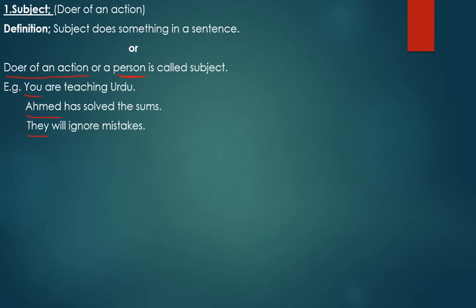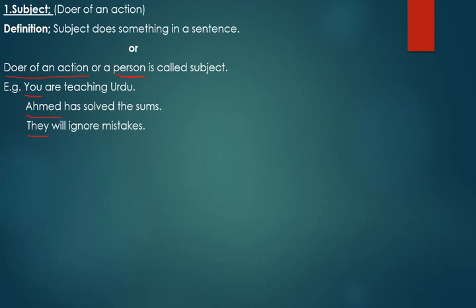If I say I am a teacher, in this sentence most of the students say I is the subject. Okay, I do agree that I is the subject, but here we said that the doer of an action is called subject. But I am a teacher, I am not doing an action. Further I will clarify it for you. I say suppose Karachi is a city.